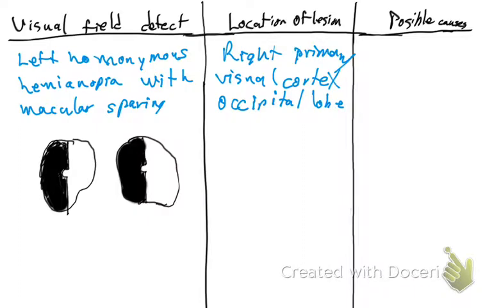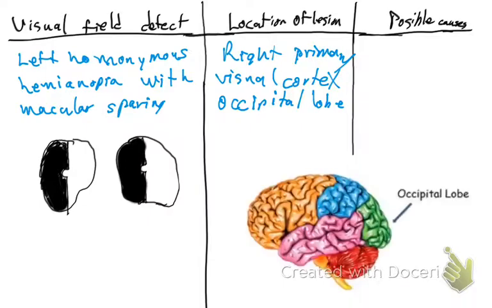So now we can see a picture of it. Here is the occipital lobe picture. It's just right there. So that is going to be a right primary visual cortex occipital lobe lesion, which is going to cause the left homonymous hemianopia with the macular sparing. And what are the possible causes of this one?